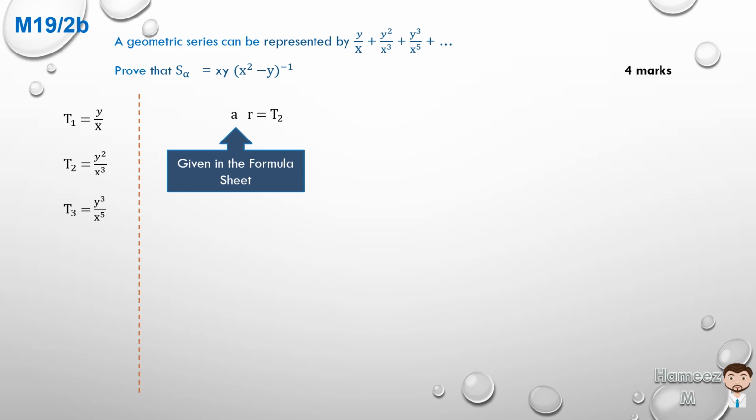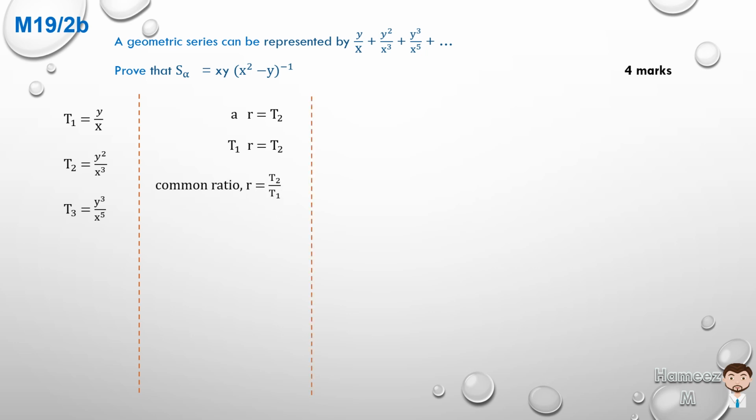And we can substitute a is t1. So t1 times r is equal to t2. R is equal to t2, the second term, divided by the first term. And if we substitute, r is equal to y squared over x cubed divided by y over x, because those were the second term and first term respectively. And if we divide fractions, we can rewrite y squared over x cubed multiplied by the reciprocal, x over y. And y in the denominator cancels with one of the y's in y squared, and x cancels with one of the x's in the denominator, so we get y over x squared.